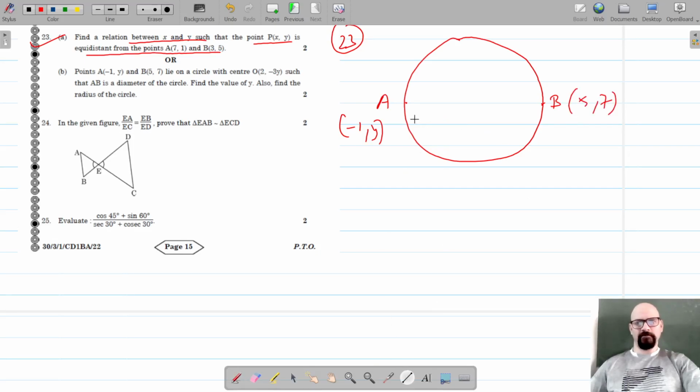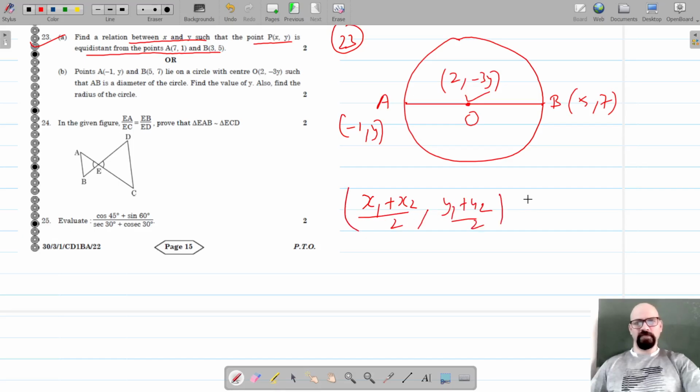They lie on a circle with center O, and center O is (2, minus 3y). Now AB is the diameter, which means O is the midpoint, and we know that to find the midpoint, the formula is x1 plus x2 by 2, y1 plus y2 by 2. That gives us the coordinates. Okay, let's replace the values. So this is x comma y, and these are x1, y1.